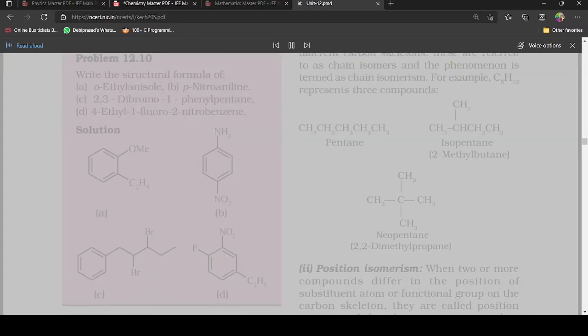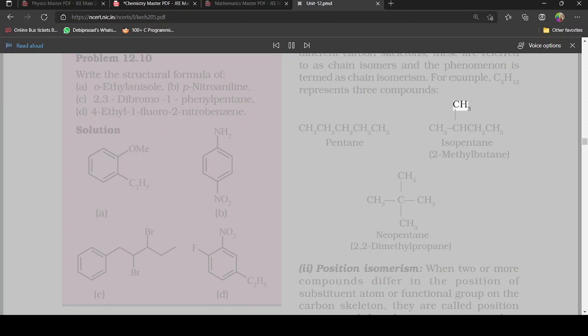Problem 12.10. Write the structural formula of A. o-ethylanisole, B. p-nitroaniline, C. 2,3-dibromo-1-phenylpentane, D. 4-ethyl-1-fluoro-2-nitrobenzene. Solution.